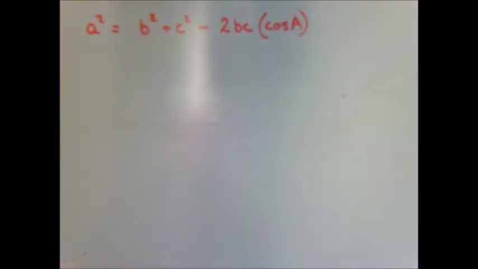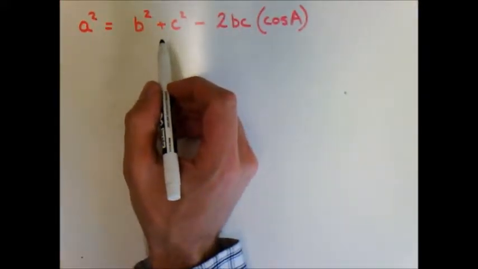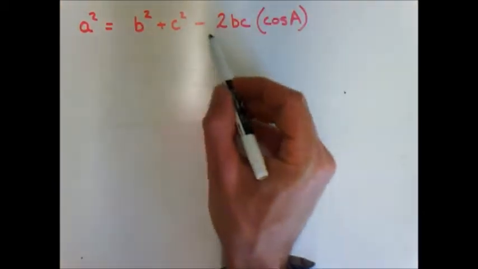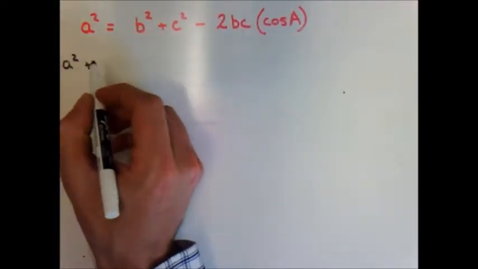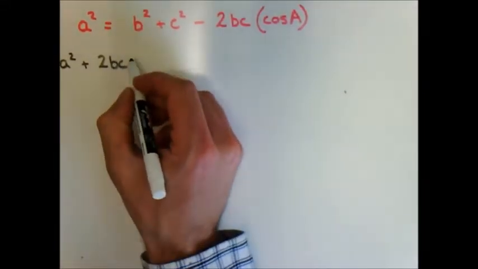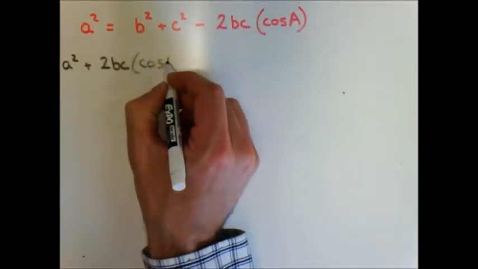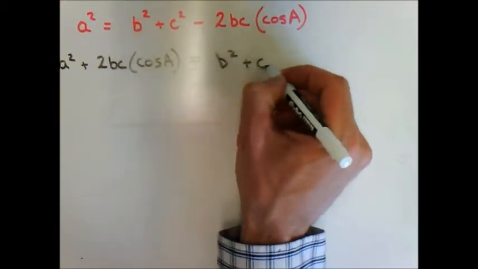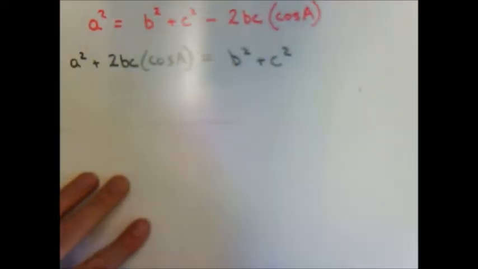So what I'm going to do, just because this is negative, I'm actually going to add this to the other side before we start. So we're going to just be left with a squared. We're going to add 2bc cos a to both sides. Please go ahead and copy this down. So we have a squared plus 2bc cos a is equal to b squared plus c squared. I'm just going to switch markers here. That one's not working so nicely.